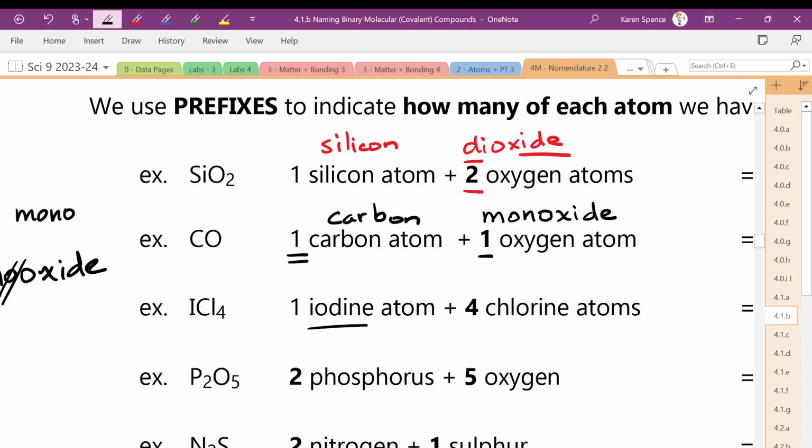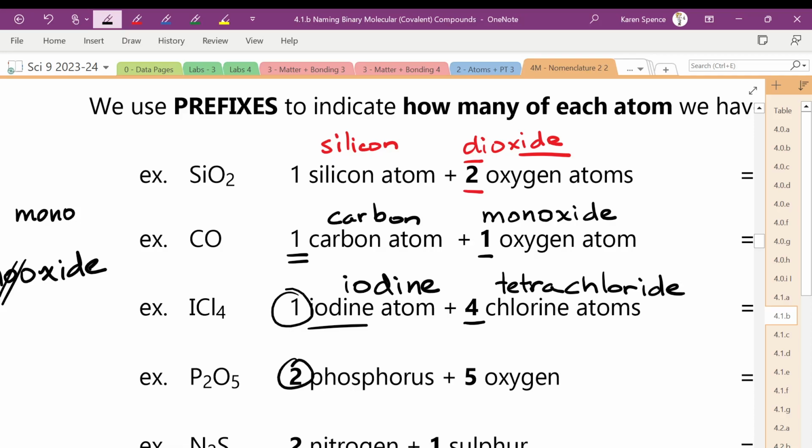Iodine. There's only one of them. Do we use a prefix? No. So it's just, do I go iodide? No. Iodine. And then the prefix for 4, you probably don't know this one. 4 is tetra. Tetra. Chlor what? Chloride. Good.